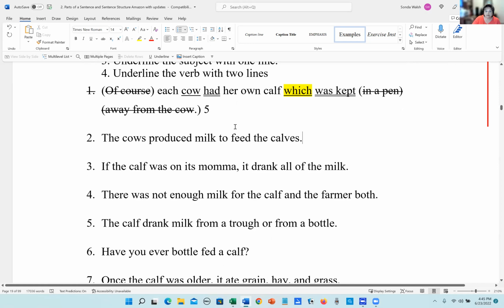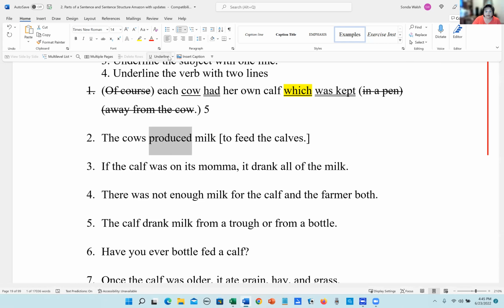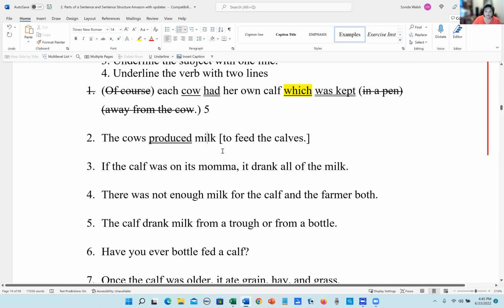Number 2, "to feed the calves" is an infinitive phrase. I'm going to put that in parentheses. And "produced" is my verb. So I'm going to underline that twice. Ask myself, who produced milk? What produced milk? And cows is the subject. So we have 2.